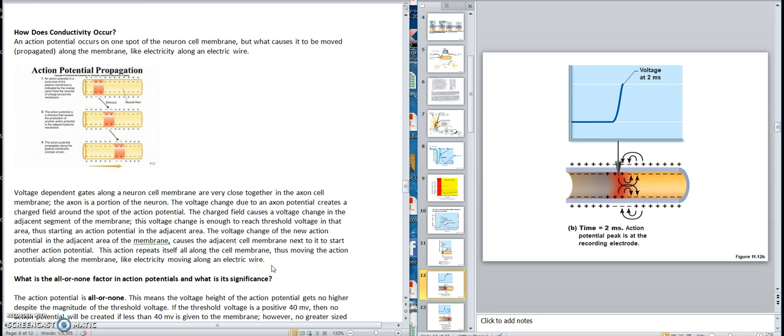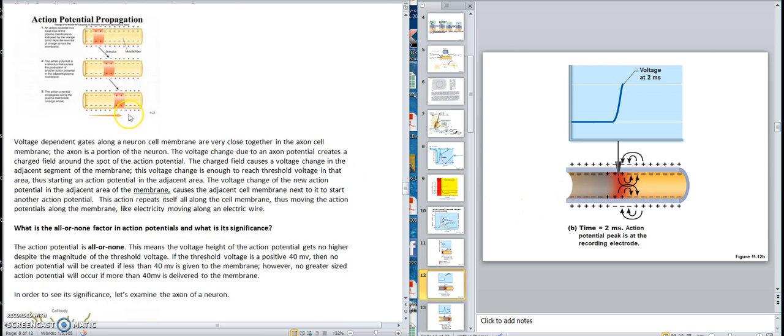Now there's another factor playing in on this that helps this occur. So let's do this. This will help further understand how it's able to light up that next area.